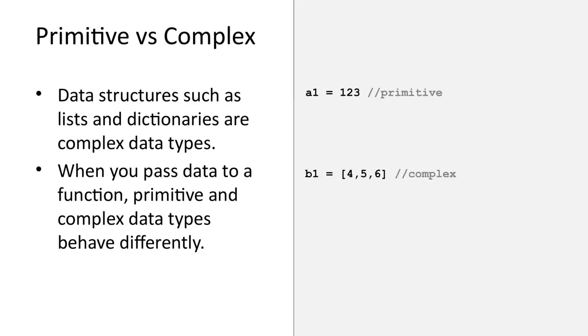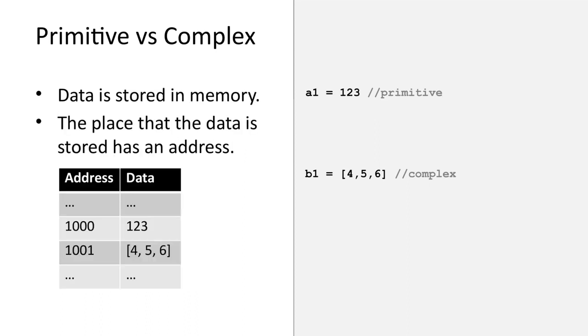Finally, before we move on, let's touch on one more important concept related to data types. When you call a function, you will often need to pass data to that function via the arguments. When passing data, primitive data types and complex data types behave differently. This can be a little confusing at first. So let's dig a little deeper.